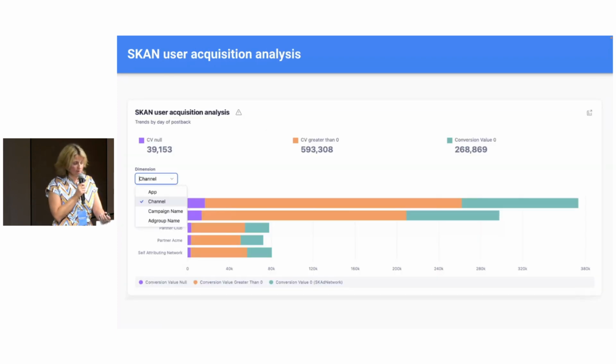Next dashboard, we call it Scan User Acquisition Analysis. It shows the distribution of Scan installs that had a conversion value included in the install postback versus those that did not. You saw it a little bit on Vyacheslav's slide about Google. But as you can see, it's possible to have other dimensions too, so it's not only by channel, but also app, campaign name, and ad group name.